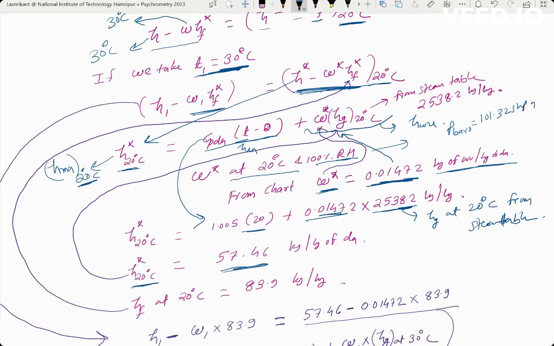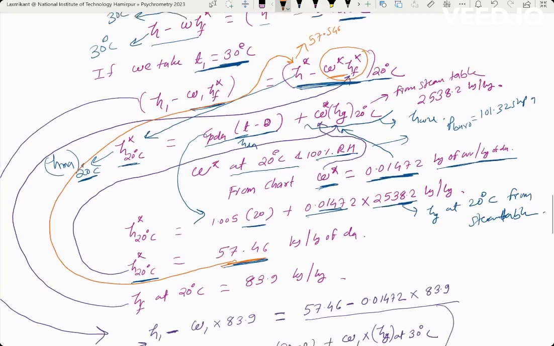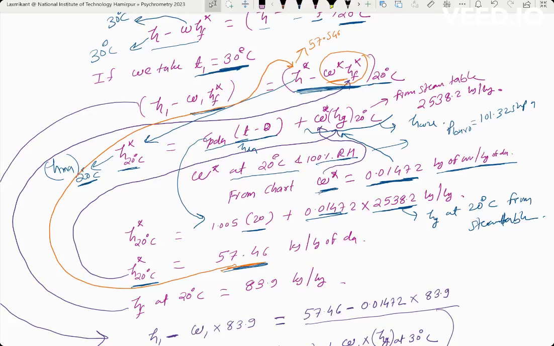Now we will find the second term, omega star HF star. The H star is 57.46, that we have obtained. Now we'll find the second term, omega star HF star. Okay, so HF star, saturated, at 20 degree Celsius is 83.9 kilojoule per kg. So HF star is basically the liquid water. So we see the steam table value, HF at 20 degree Celsius, the value is 83.9 kilojoule per kg.